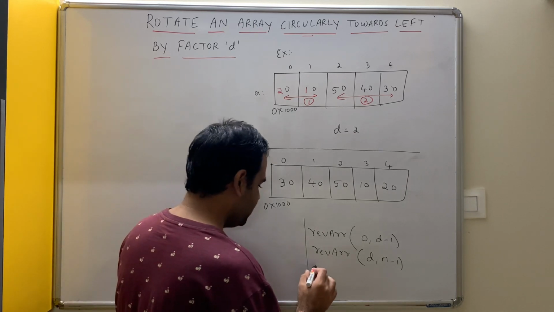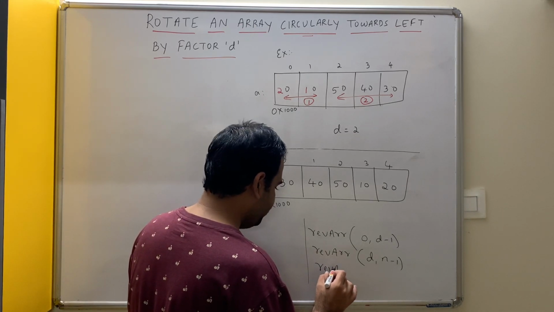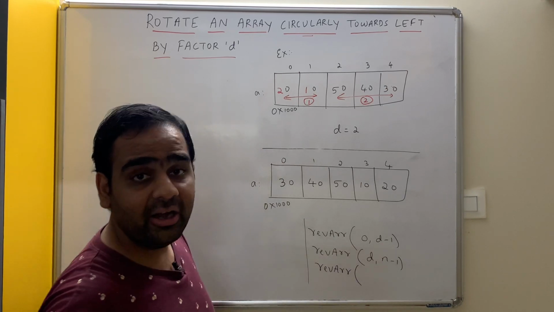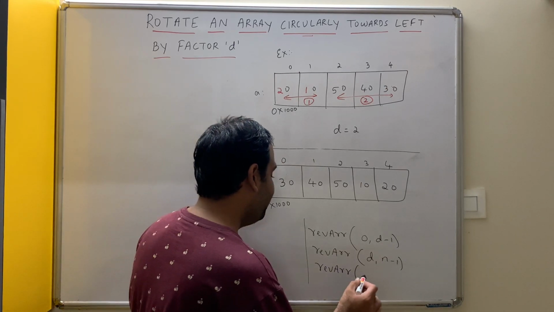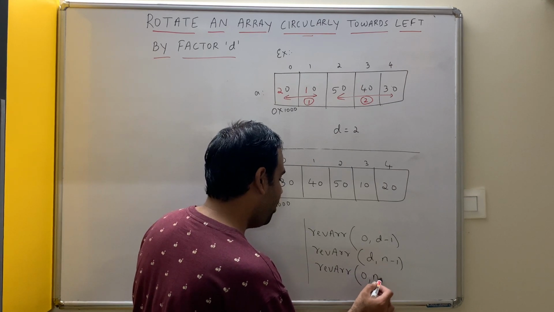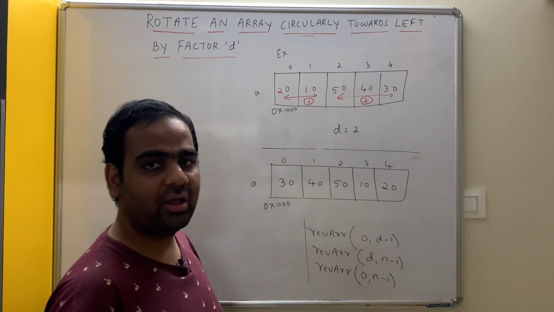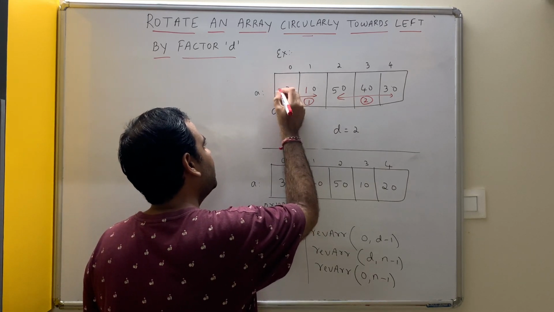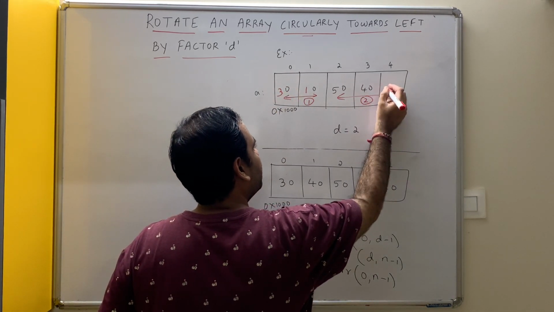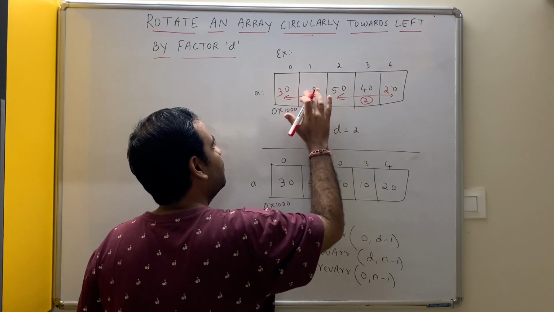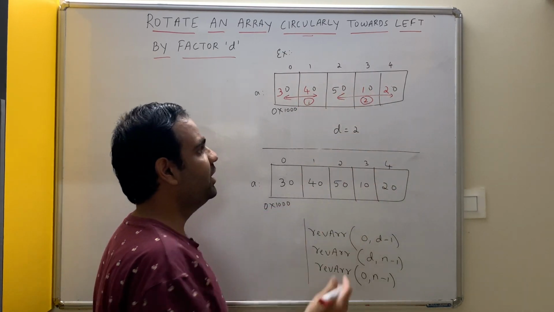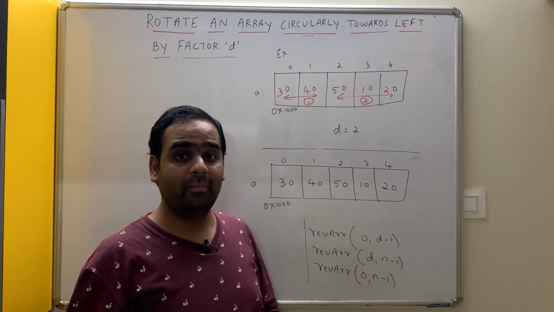What should be the third step? Reverse the array. Is that okay? And I need to reverse the complete array between what index? Between index 0 and n minus 1. Now if I reverse the complete array, what will happen? 30 comes here and 20 goes here. Next you swap these two. 40 comes here and 10 goes over there and you see that the array is rotated by factor d.